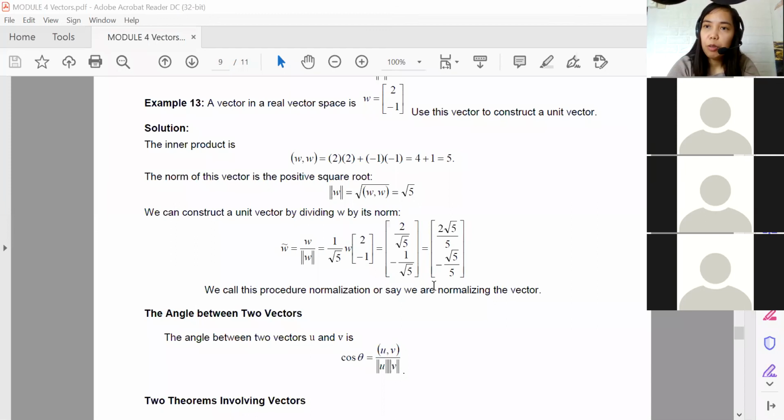Good din palang naka-cellphone ako kasi nakikita ko yung nagchat-chat. Pag nagchat kasi kayo pag sa laptop lang, hindi ko siya nakikita. So nakita ko kanina may question pala.